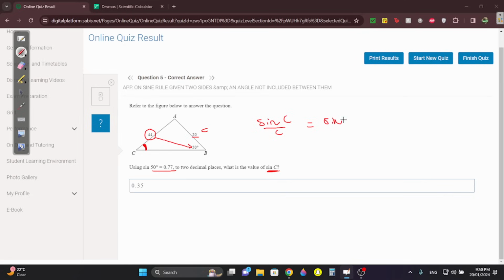So we say sine B over b. Okay, sine C we don't know, we're trying to find it. So we write sine C over side c, which is the side opposite to angle C, which is 20, equals sine B, so sine 50, which is given 0.77, over side b, which is the side opposite to angle B, which is 44. Now you cross multiply and you're going to get 0.35.